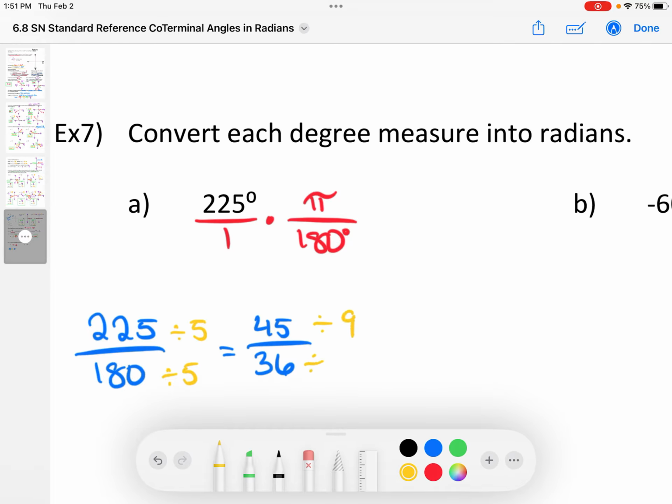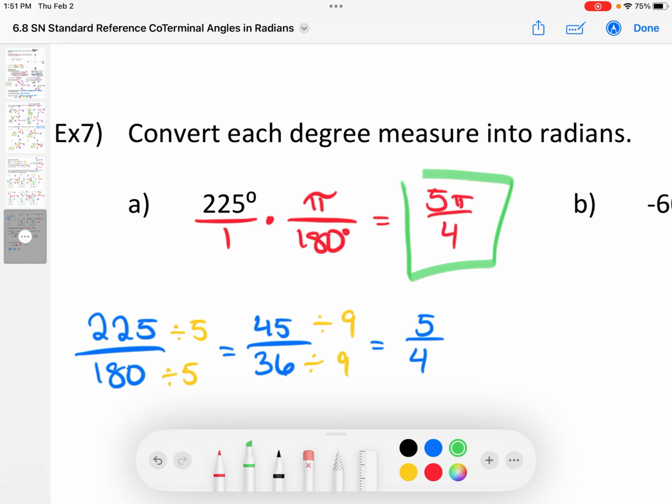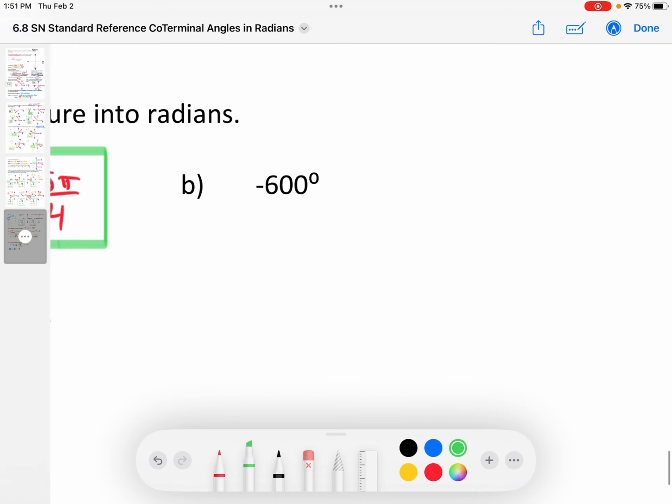Now, looking at these numbers, we can divide both of these by 9. So 45 divided by 9 is 5. 36 divided by 9 is 4. And that won't simplify any further. So this answer is 5 pi over 4. Typically, you won't have to reduce something that crazy. It could happen, though.